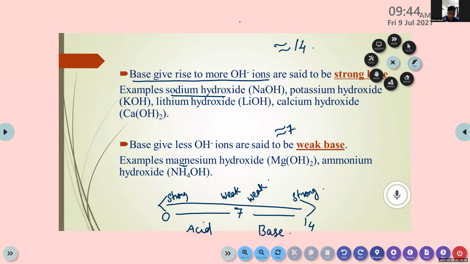Ma'am, when it is strong, the pH value will become low. No, that's in the case of acids. In the case of bases, the higher the value, the higher its concentration. That's the difference, that's why I drew this figure. In the case of bases, the higher the pH value, the stronger the base. But in the case of acid, the lower the pH value, the stronger the acid. That's the difference between acid and base.